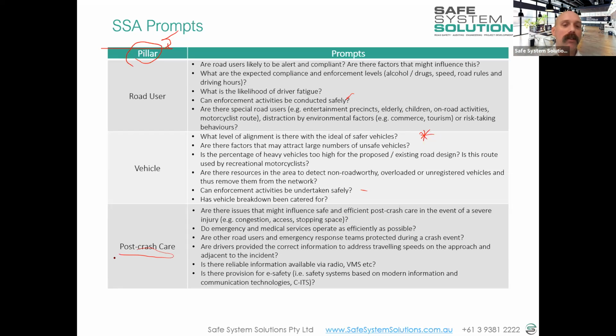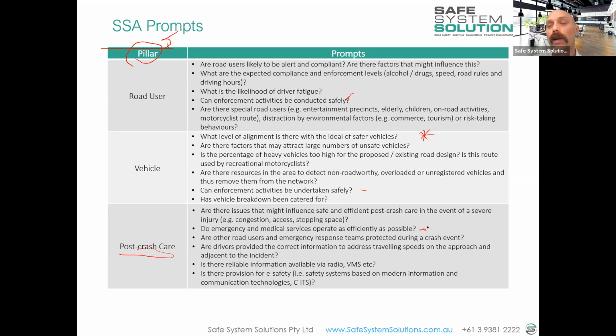Post-crash care then we get into. Okay, other issues that might influence safe and efficient post-crash care in the event of a severe injury. Now, congestion, access, stopping space, probably really a motorway question. If there's a crash on the freeway, how would the ambulance get there? Do we need lanes provided? Do we need breaks in the continuous concrete barrier in the median so we can do contraflow and the like? Do emergency and medical services operate as efficiently and rapidly as possible?